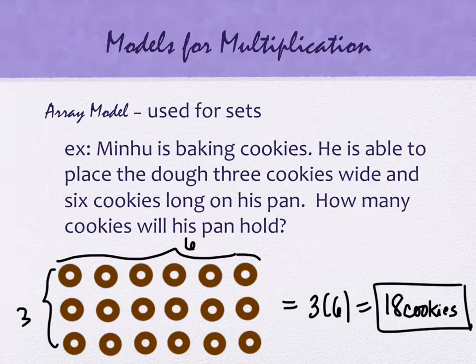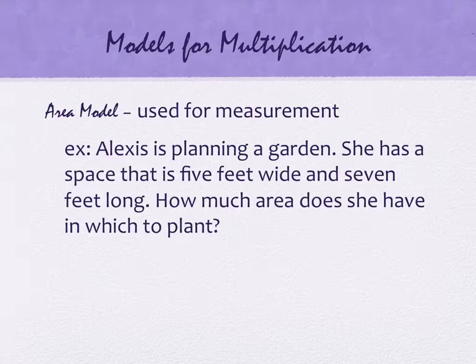The third model is an area model. The second one was an array model. So this is going to feel very much like the array model. It's just that it's used for measurement of something instead of counting physical objects. Alexis is planting a garden. She has a space that is 5 feet wide and 7 feet long. How much area does she have in which to plant?